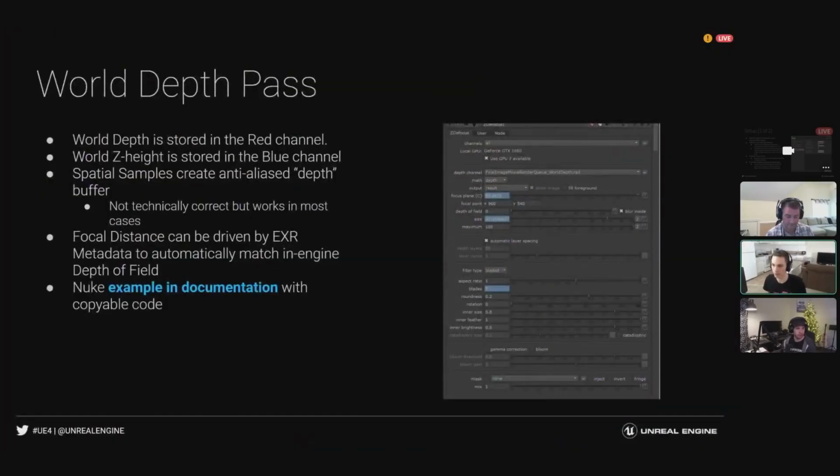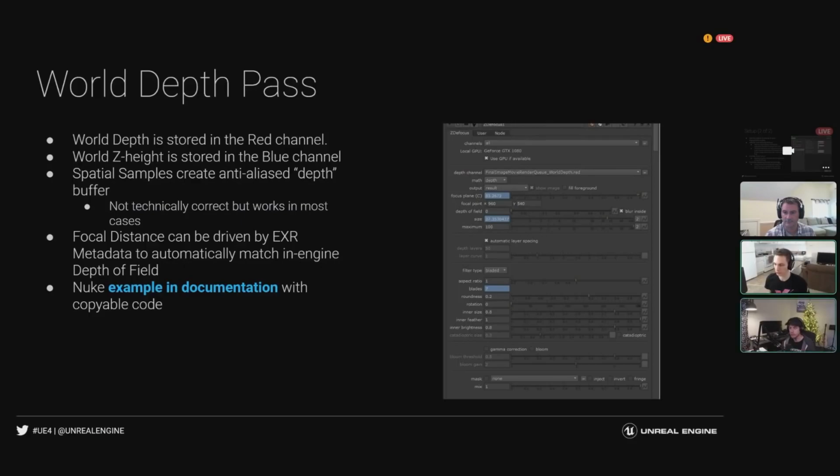All right, so the world depth pass. And somebody had asked about this in 32-bit earlier. How to get 32-bit, we'll talk about later in the presentation. But when you do render the world depth pass, the world depth in centimeters is stored in the red channel. The world Z height is stored in the blue channel. This is not required for ObjectID workflows, but it is useful for some people to have the Z height of every pixel.